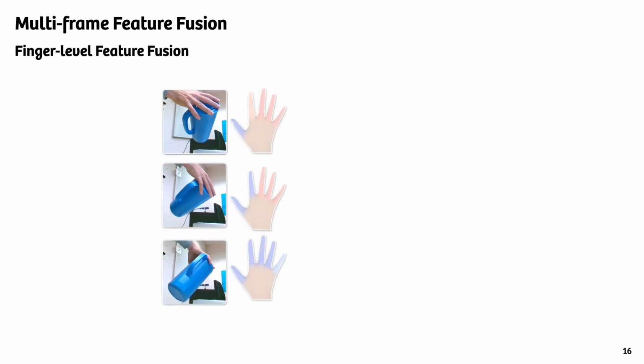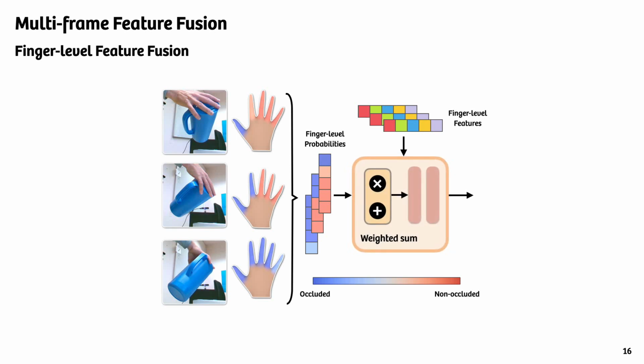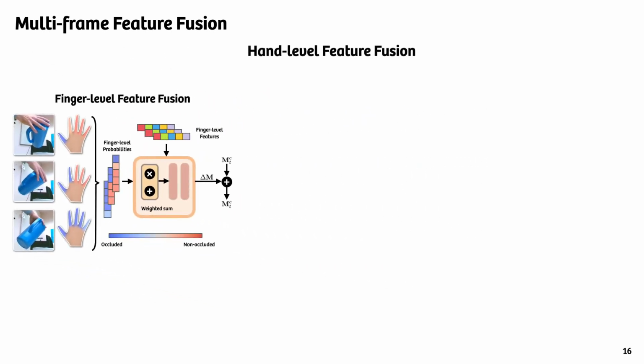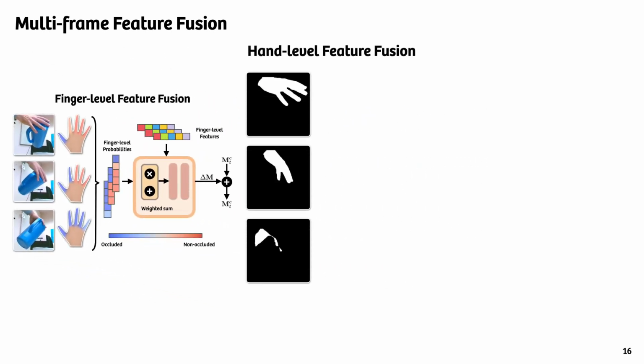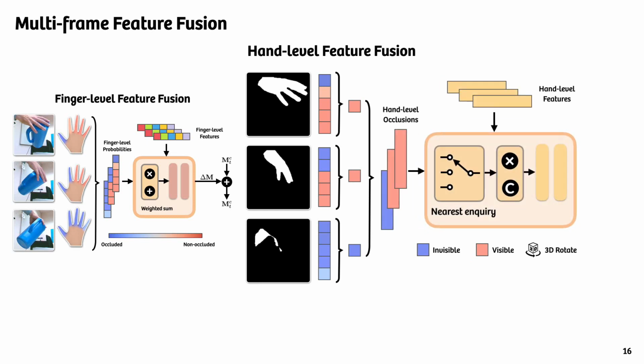More specifically, multi-frame features are fused by weighted summation using associated occlusion probabilities as weights. Then, the predicted vertex offset is summed up with the original output. Following the same idea, the hand-level features are fused using the nearest inquiry strategy, which means the feature of the nearest non-occluded frame is fetched and concatenated with the current feature if the current frame is predicted as occluded. Then, the predicted hand orientation offset is mixed up with the original output.